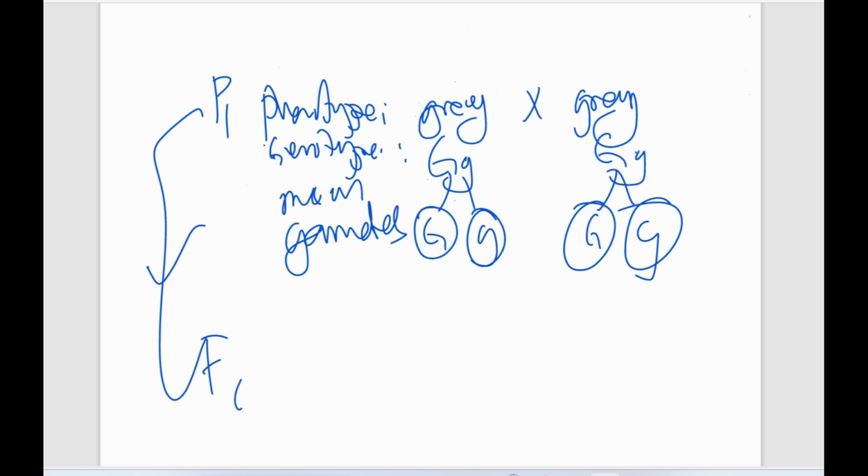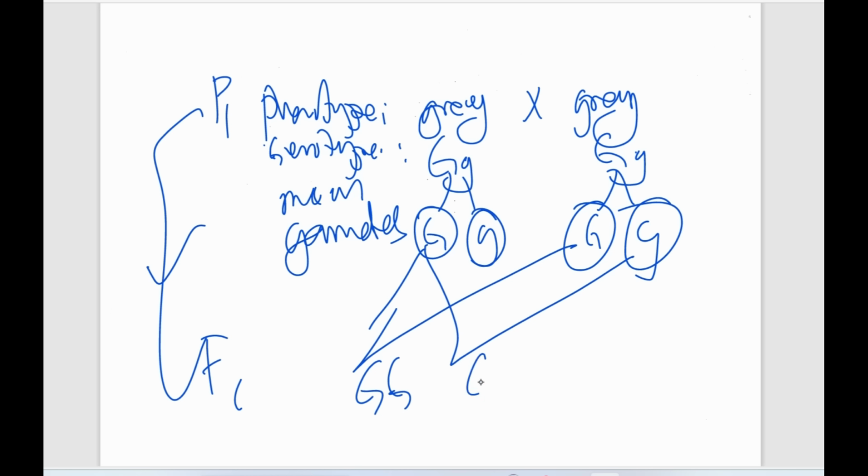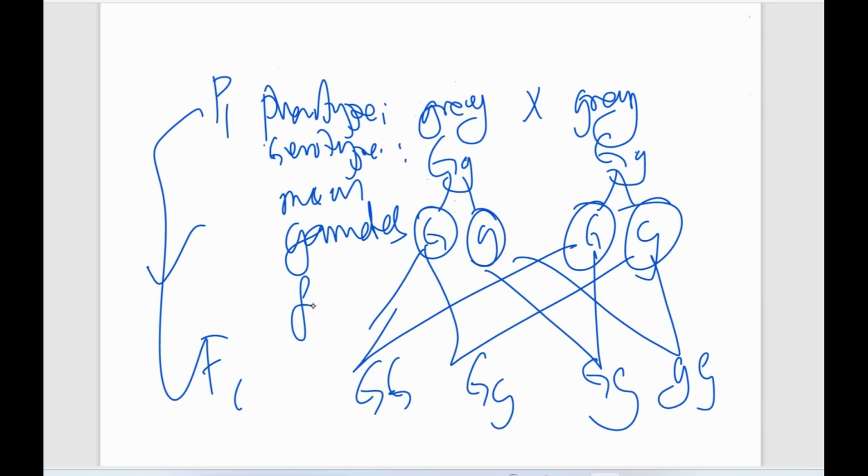Then you can use the Punnett square or you can just cross. This and that is going to be capital G, capital G. That and that is going to be capital G, small g. That and that is going to be capital G, small g. That is small g, small g. And then this is fertilization, and these are offspring.